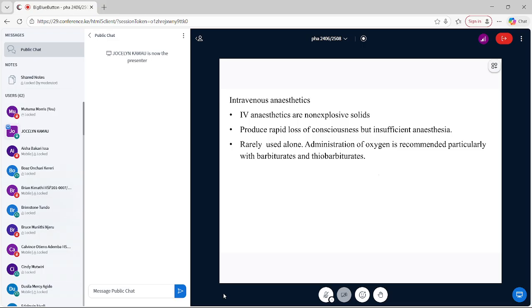So we are still on intravenous. I think, again, this should have been the first slide. I was supposed to rearrange, I forgot.